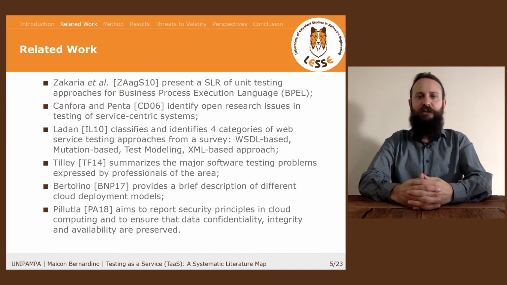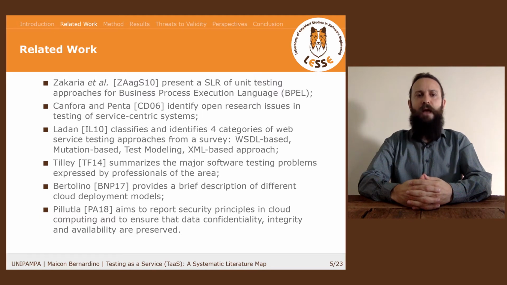Lamonte classifies web services testing approaches through a survey of various testing approaches which have been used for testing of web services. The author classifies and identifies 4 categories: WSDL-based, mutation-based, testing modeling, XML-based approach. The survey conducted by Tilley summarized the major software testing problems expressed by professionals of the area. The study provides an overview of testing as a service, TaaS, based on a research for existing business offers and academic research. To clarify concepts, objectives, and types of TaaS platforms, Bertolino provides a brief description of different cloud deployment models.